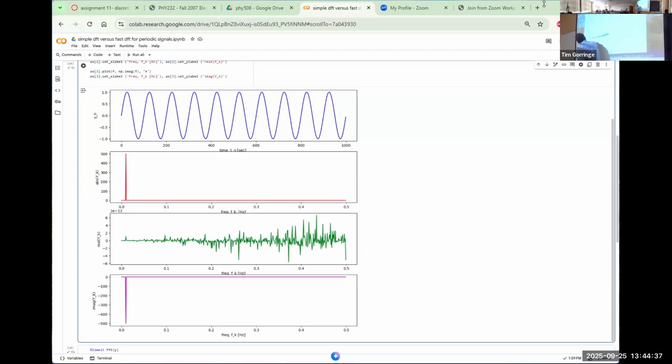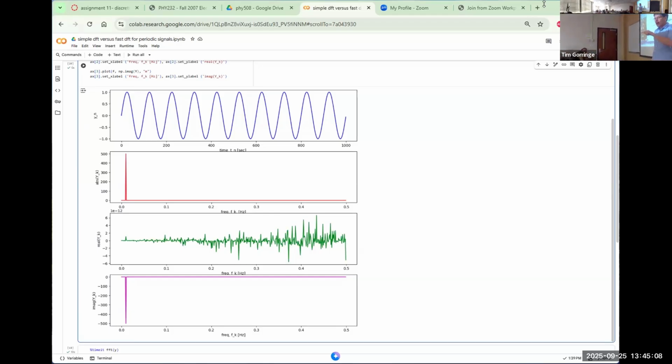The green plot is the real part, and the magenta plot is the imaginary part of that complex number. We see that there's a huge negative power here. This has a zero real component. Its phase is this number here.